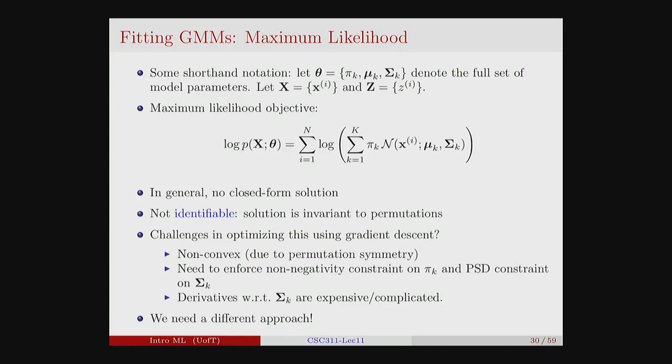So let's talk about a more practical question, which is how do you actually optimize this thing? You run into the problem that this is non-convex. You also need to enforce non-negativity on your pi k's, because all of them have to sum up to 1 and be greater than or equal to 0. And you also have to enforce a positive semi-definite constraint on the sigma k's. So direct optimization of this log likelihood function of the observed data is infeasible. So we need another approach.